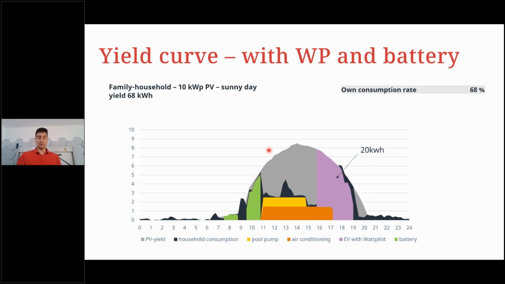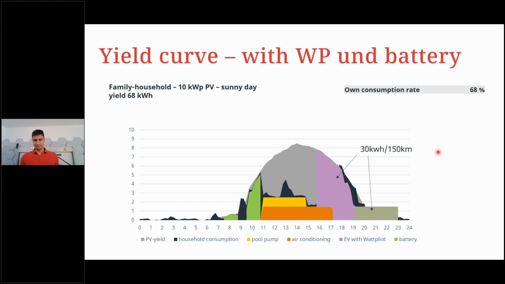And with this battery charge, we can then charge the car in the evening. We could do it like this. And as you can see, again we are on a level of 30 kilowatt hours. This is around 150 kilometers, so usually more than enough to go to work and come back again the next day. We increased the own consumption rate to a level of almost 70%. So 70% of the produced energy is actually used by us, and only 30% is what we are feeding into the general grid.